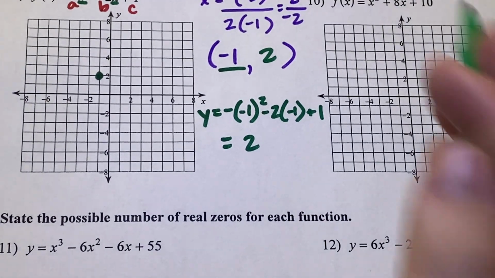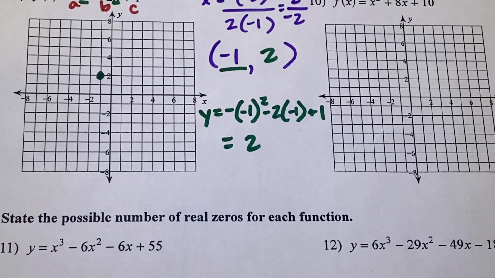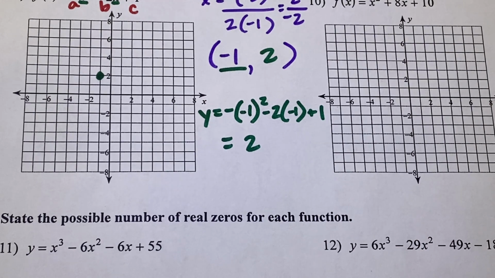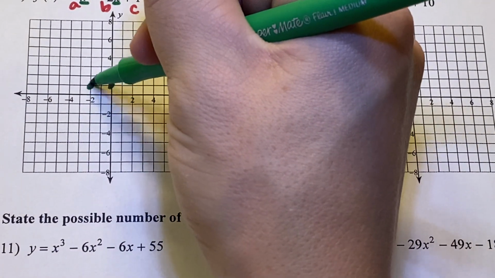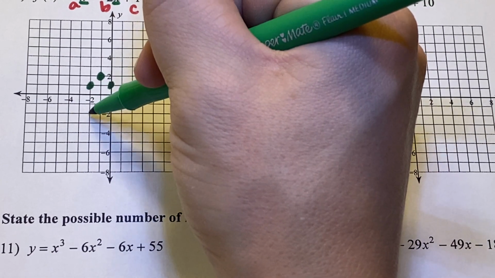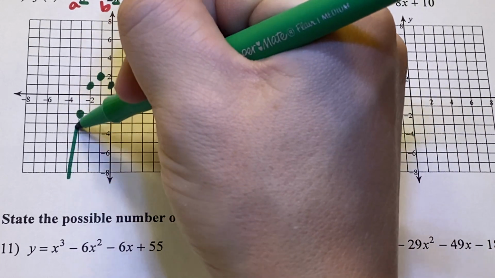Then we just follow our pattern, right? But wait a second. My A is negative, so am I going to go up or down? Down. Nice, good job. So now I'm going to go down 1 over 1 on both sides. Down 1, 2, 3 over 1 on both sides. Beautiful.